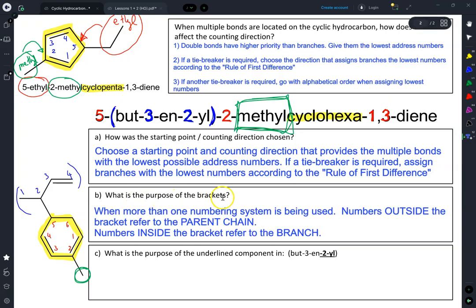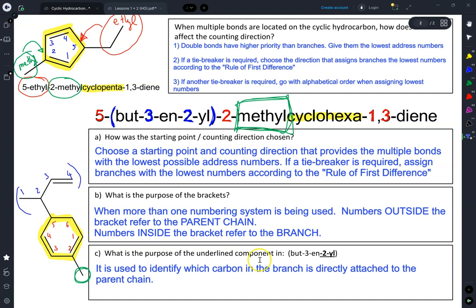What is the purpose of the brackets? When multiple numbering systems are being used, the brackets are there to help the reader distinguish, or at least separate, between the numbering system in the parent chain versus the numbering system within the branch itself. So numbers outside the bracket refer to the parent chain, whereas numbers inside the bracket refer to the branch.